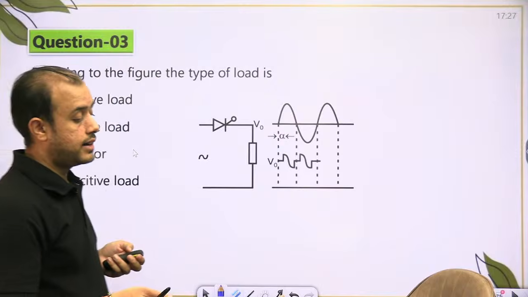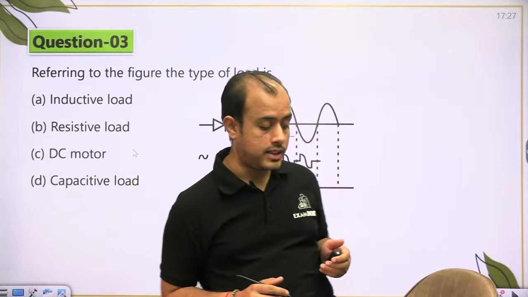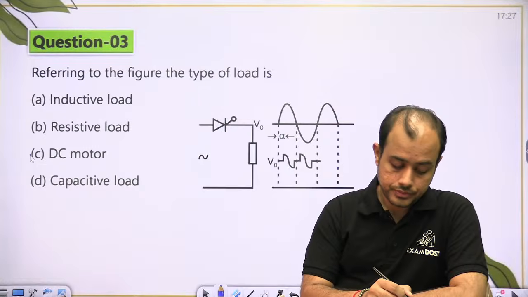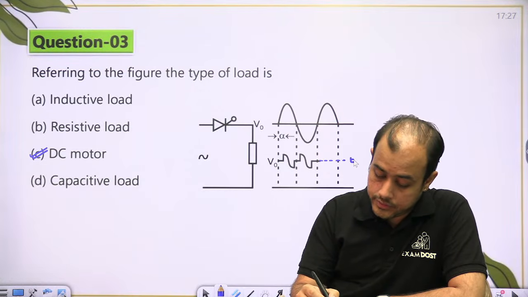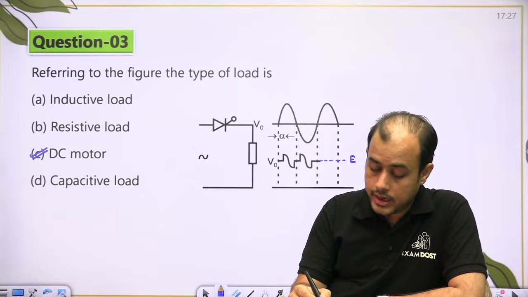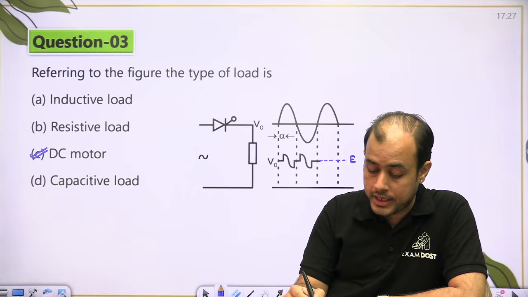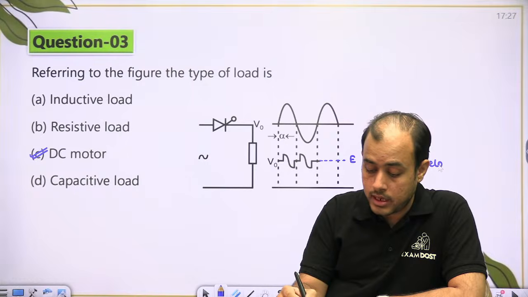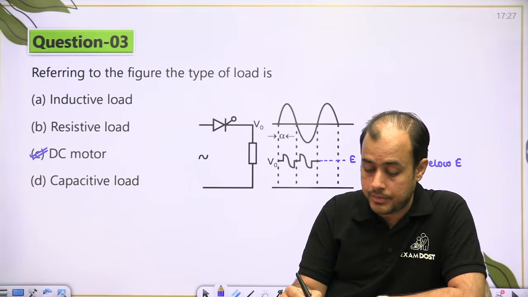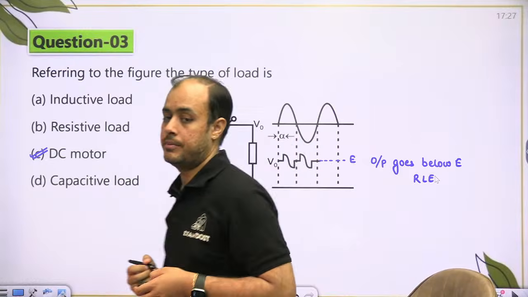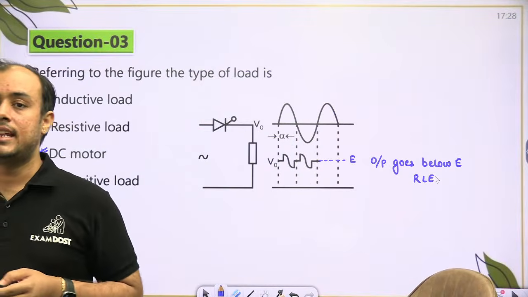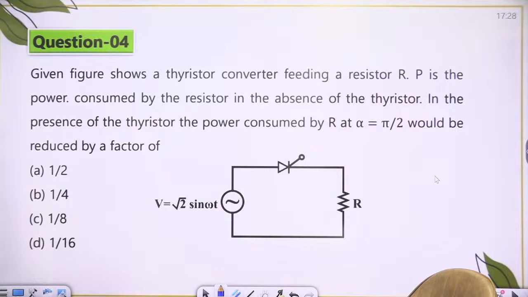चलो नेक्स्ट. Referring to the figure, what is the type of load? It is DC motor load because beta this line will be E and output goes below E. So it can be RLE. In RE load ना the output never goes below E. अगर RE load होता है तो E के नीचे कभी जाता ही नहीं है.